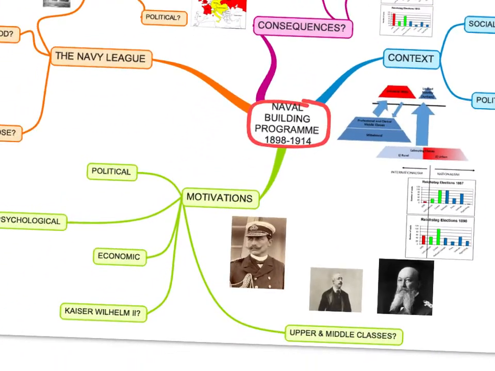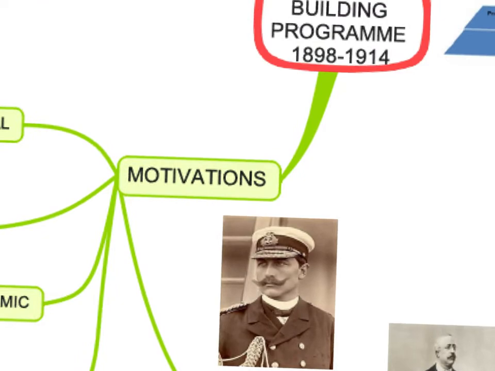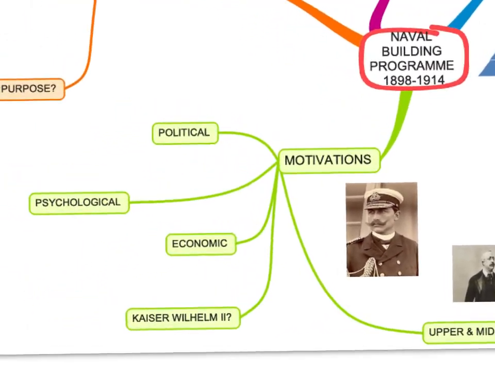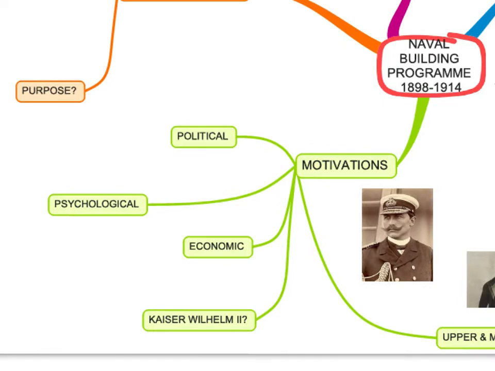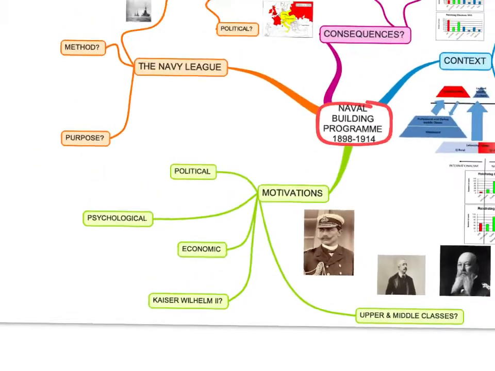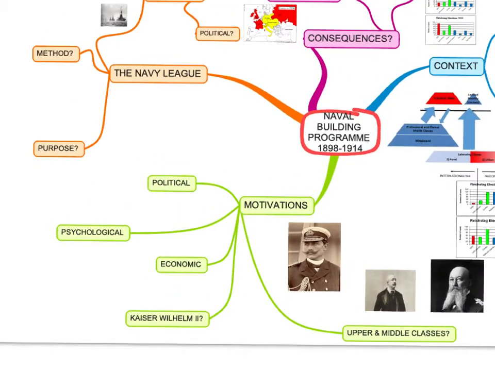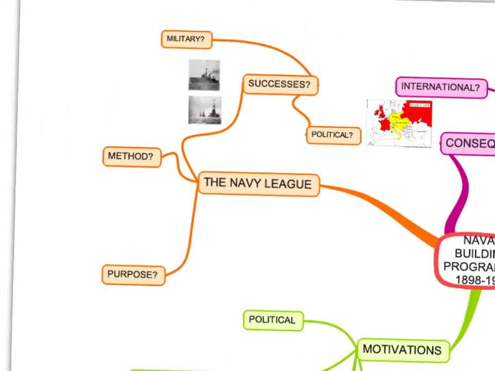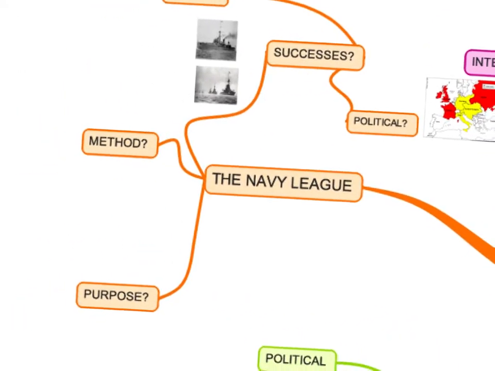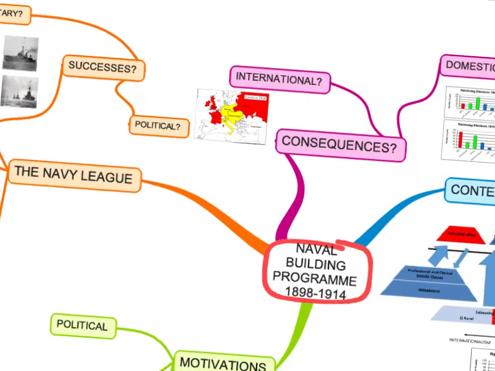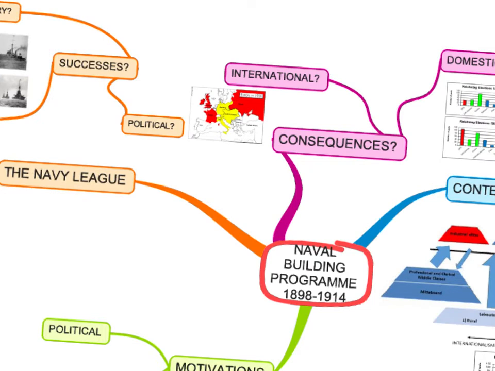And we'll then look at what motivated Kaiser Wilhelm II to want to build a navy. We'll break that down into those sorts of headings: political, psychological, economic, and personal. What actually sat behind him, his own personal motivations. And then we'll look at the actual Navy building programme, the Navy League, its purpose, its method, its successors, political and military. And then we'll, very importantly, look at the outcome, the consequences.